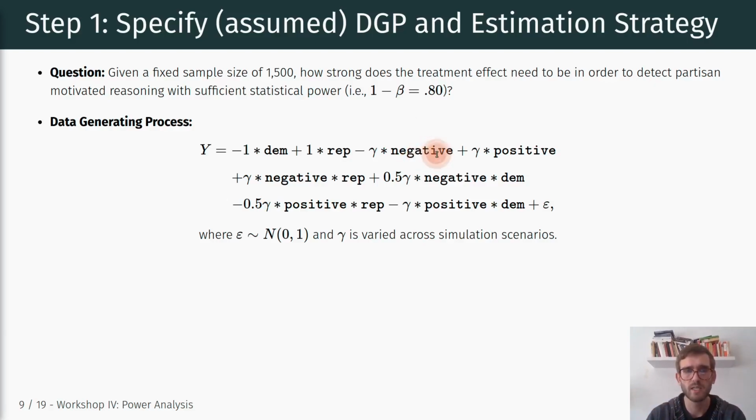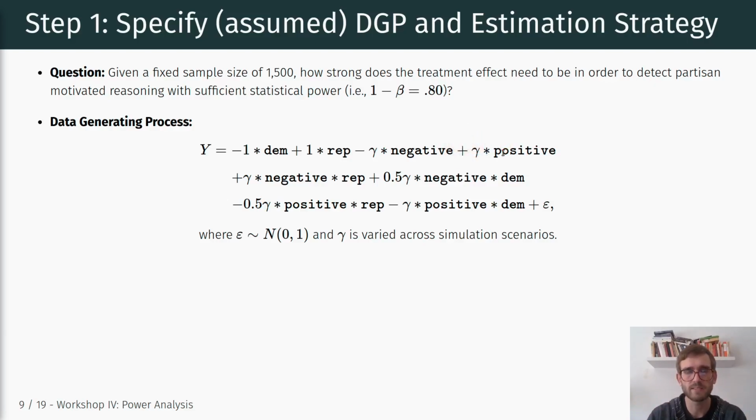We have our treatment that is negative and positive. Again, this is compared to the control condition where we show both the negative and positive comparison combined. For simplicity, we're assuming that the effect of the positive framing and the negative framing are equal in size. One is of course negative. This is minus gamma times negative, that's the indicator for being in the negative treatment condition versus the control condition.